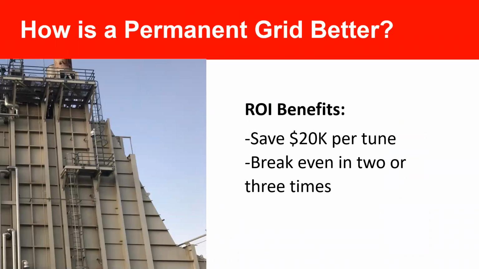Now, how exactly is a permanent sampling grid better? It's faster and more precise, which allows for $20,000 in savings per tune. This provides a break even in 2 to 3 tunings, plus all the other system benefits such as NOx conversion, slip improvement, etc. Now, we've spoken in general terms on the process so far, procedure, etc. Now it's time to talk on some specific projects which you might be able to relate to.